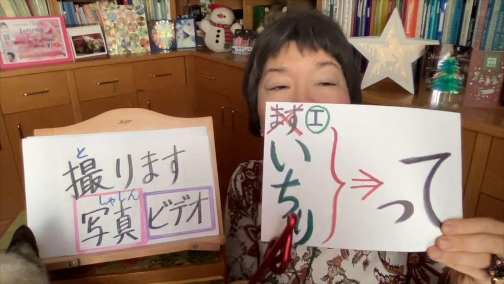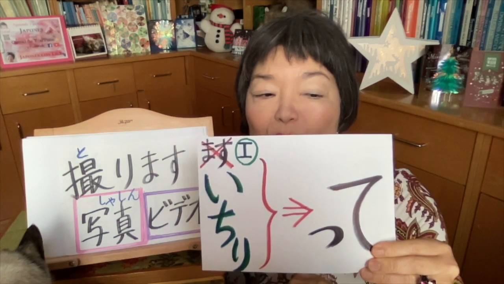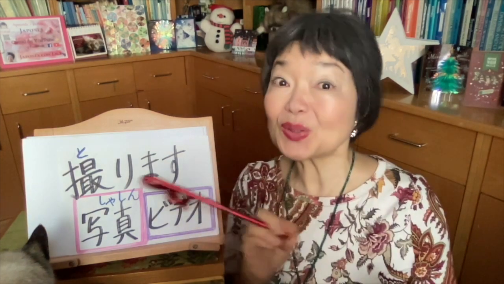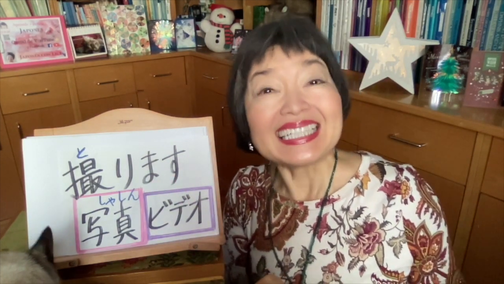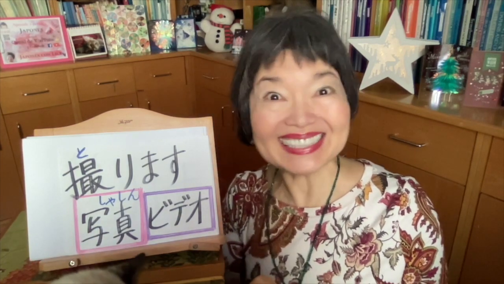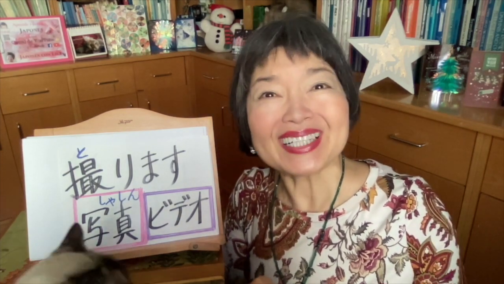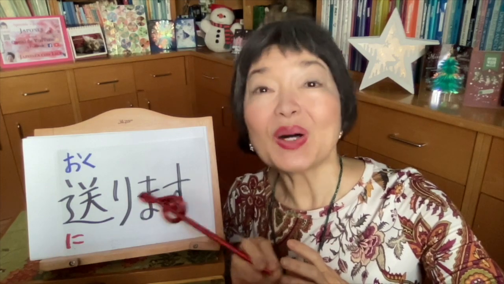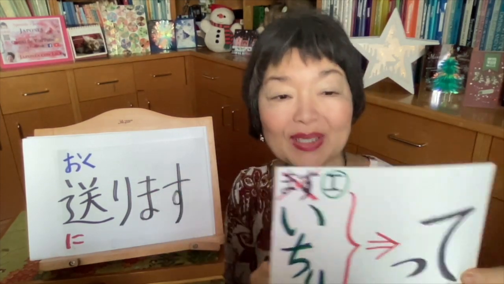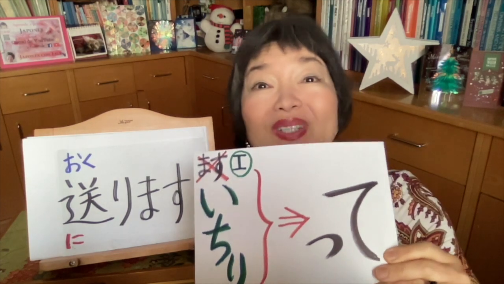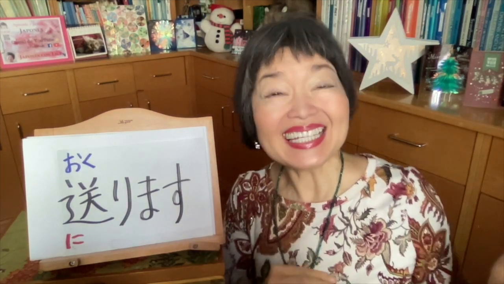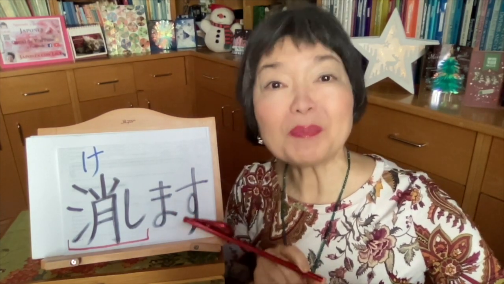So this is the ri sound with small tsu and te. So 撮って. For example, 写真を撮って, take a picture. 送ります, to send, and this is also a ri sound. So it's the same way: 送って, send.